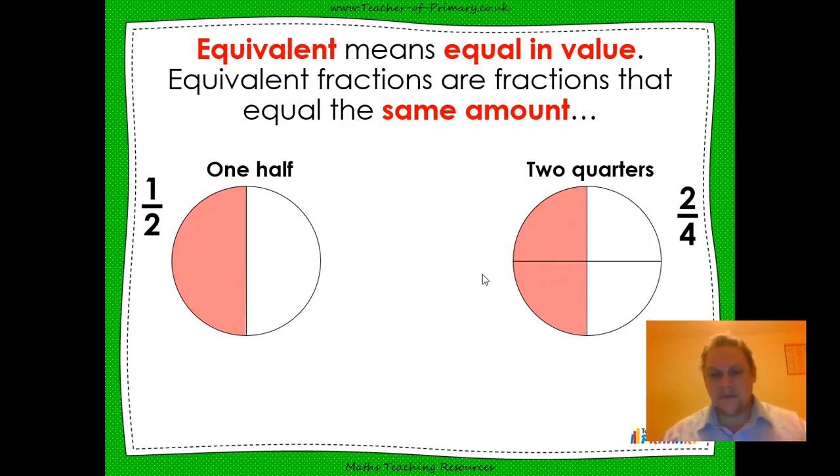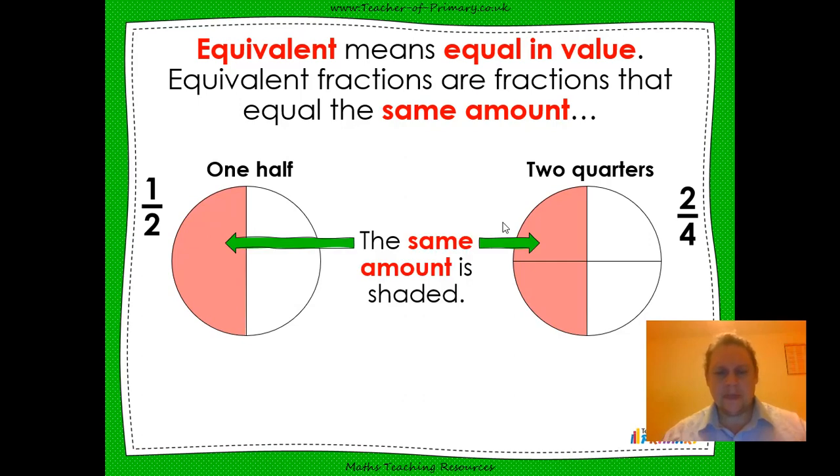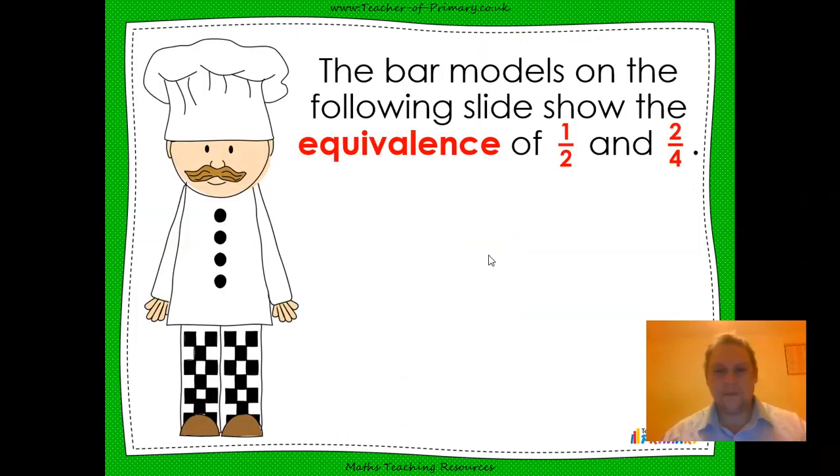The only difference is, instead of dividing the pizza in half, on this side we've divided the pizza into 4. 1/4 is this part here, 2/4 is the whole half there. So we can see that they're exactly the same size, aren't they? And that's what we mean when we talk about equivalent fractions. They are exactly the same size. The same amount is shaded on both sides. 1/2 and 2/4 are equal.